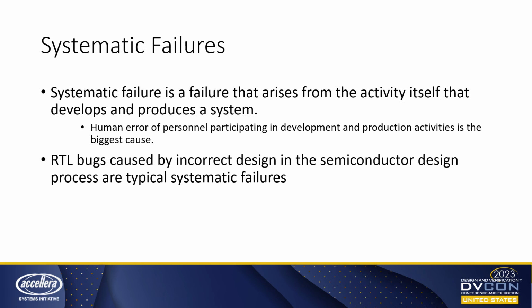Another one is systematic failures. A systematic failure is caused by human error or some kind of mistake in the development process. So this is one of the targets of our functional verification, and typically we call it a bug.